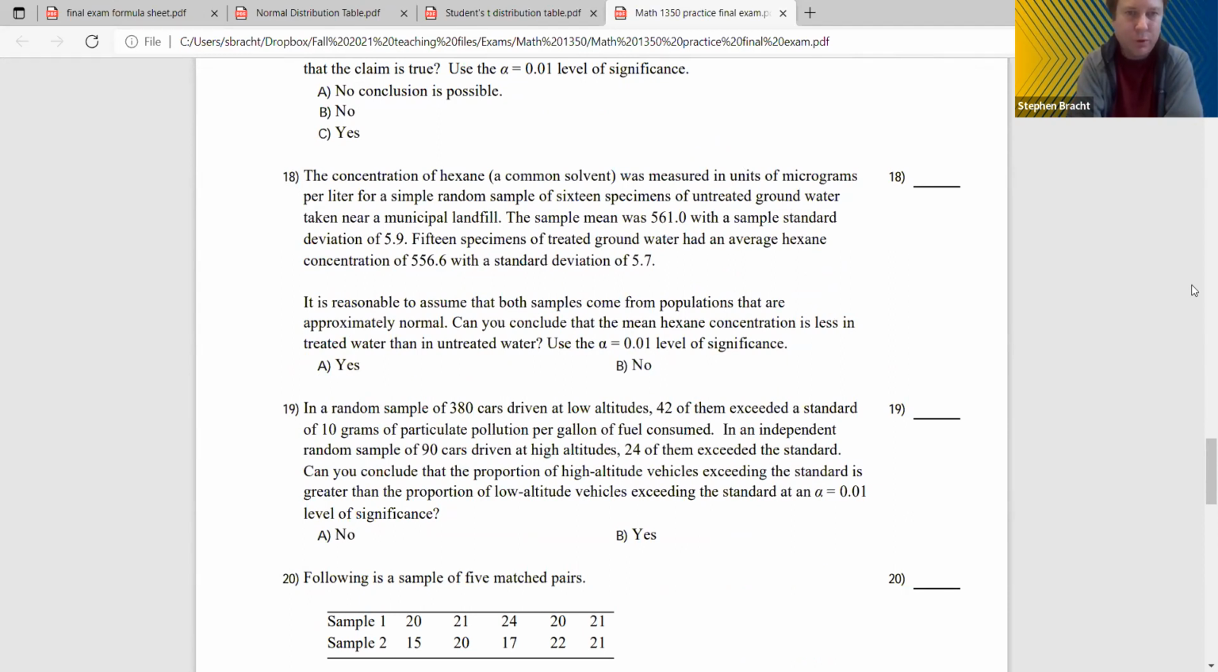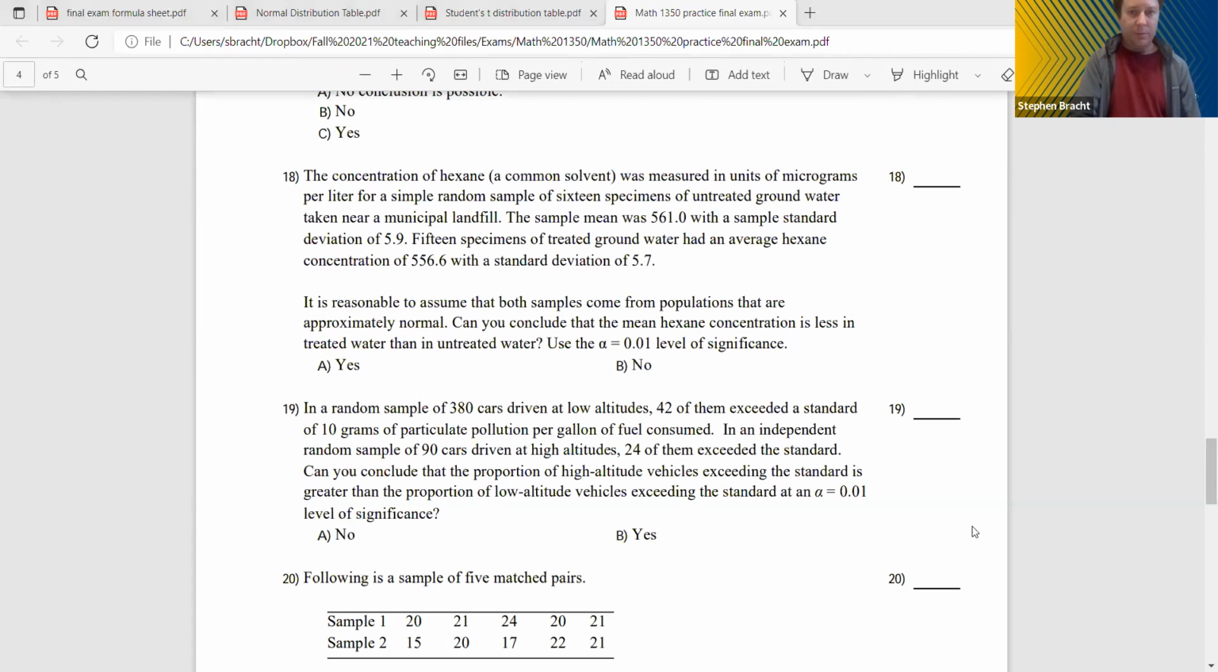15 specimens of treated groundwater had an average hexane concentration of 556.6 with a standard deviation of 5.7. It is reasonable to assume that both samples come from populations that are approximately normal. Can you conclude that the mean hexane concentration is less in treated water than in untreated water? Use the 0.01 level of significance. Okay.